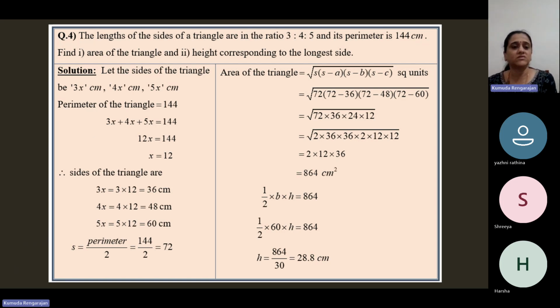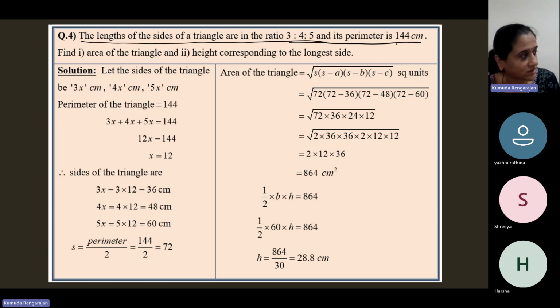Listen to me. The lengths of the sides of a triangle are in the ratio 3:4:5, and its perimeter is 144 centimeters. Find the area of the triangle.